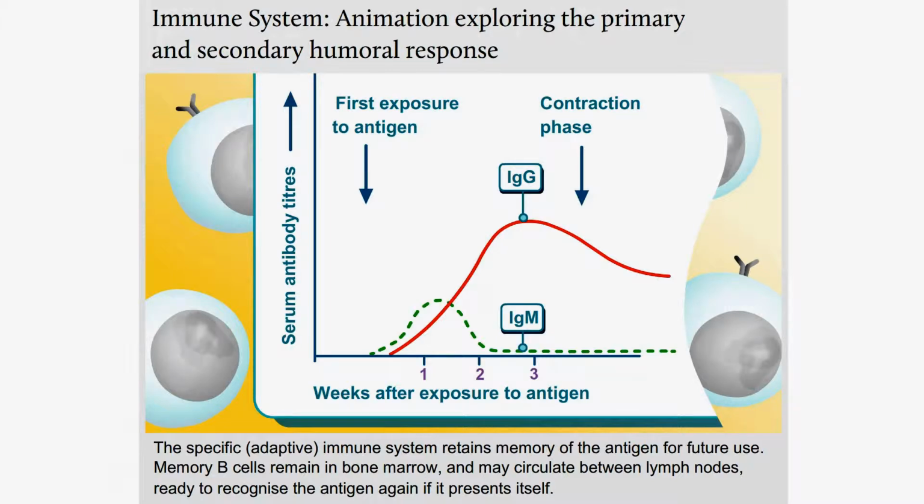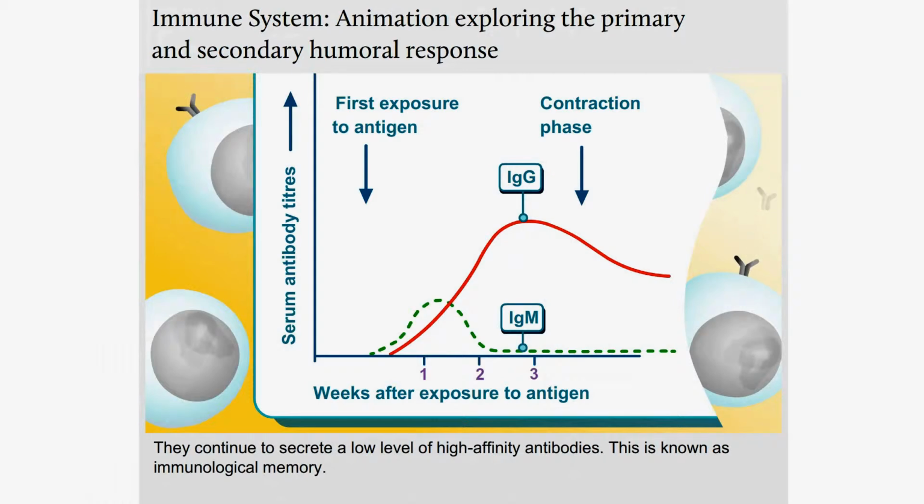Memory B cells remain in bone marrow and may circulate between lymph nodes, ready to recognize the antigen again if it presents itself. They continue to secrete a low level of high-affinity antibodies. This is known as immunological memory.